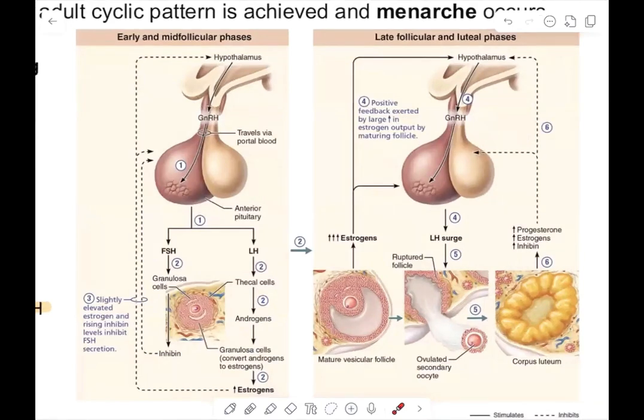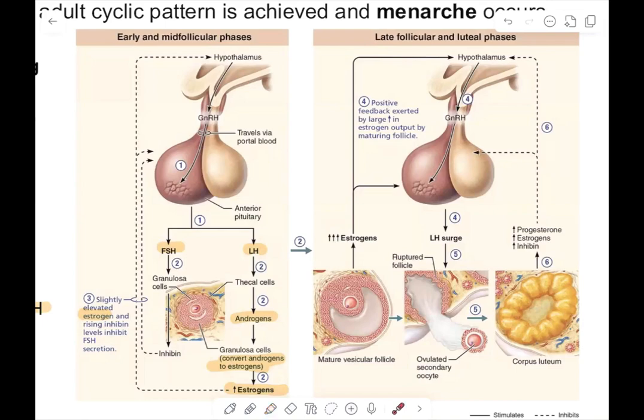We can see GnRH traveling to the anterior pituitary gland to trigger the release of FSH and LH. FSH is going to be responsible for causing these cells to start secreting estrogens. And the LH is going to be responsible for ovulation, but it's also going to trigger androgens to be released, but all of those are converted to estrogens. There's a minor amount of androgens that remain in the female body, but very, very few.